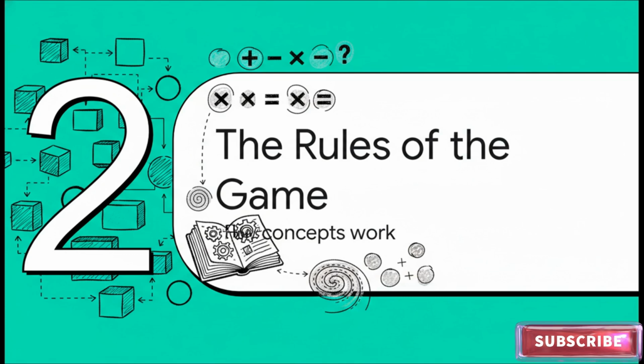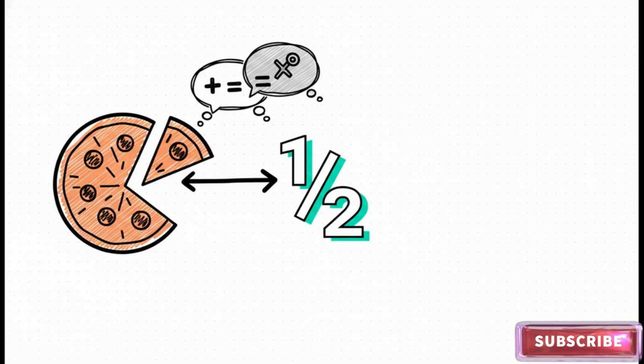All right, so we've got our building blocks. Now we need the instruction manual. We need the rules of the game that let us use these blocks in a way that's consistent and makes sense. This is where we go from just having numbers to actually doing mathematics. Sometimes we need to talk about parts of things, right? Not just whole numbers. And this is one way we do it, with a fraction. Just think of it as one slice of a pizza that's been cut into 2 pieces.